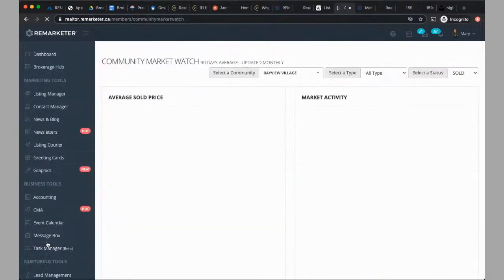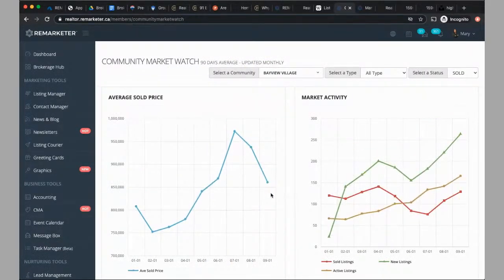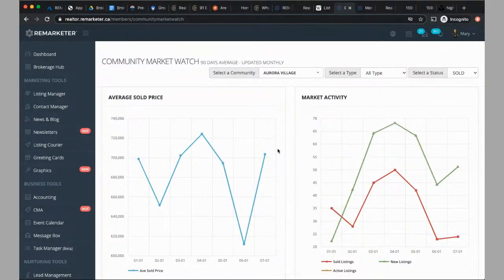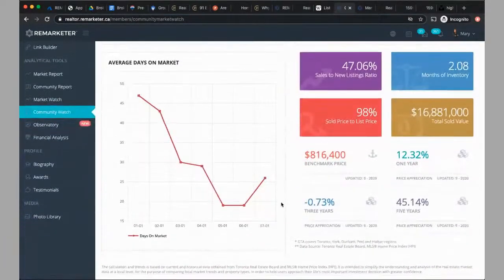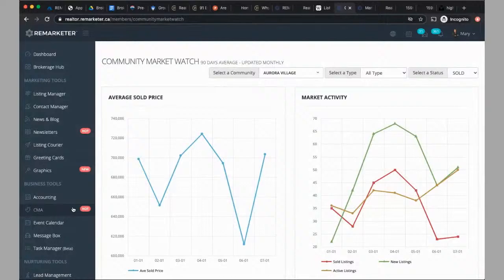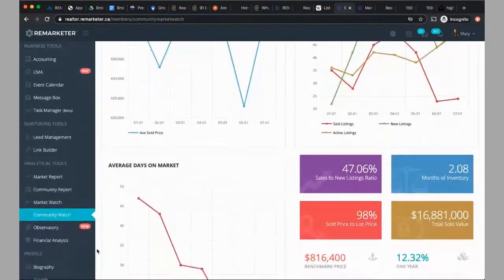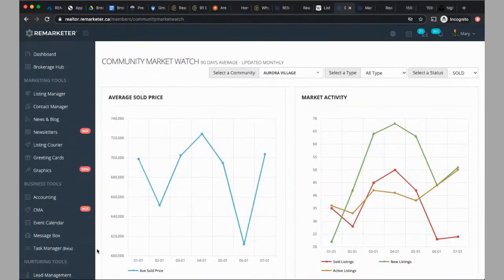Community Watch is exactly the same for communities. So you can see the same stuff, same trends for communities right here. So if I go to, let's say, Aurora Village, these are the numbers. You see that gap right there? That's what average price does to you in a community, right? It goes down and up. One property sold for too low here, and it pulled everything down with it, right? So that's why average prices are a little bit tricky. You need to be very cautious when you're looking at average prices, but it actually gives you the idea right there.